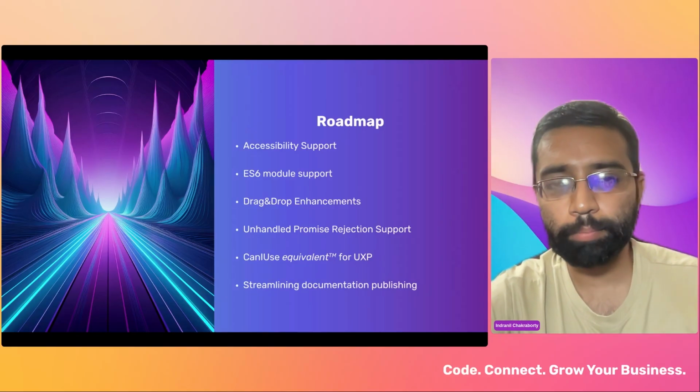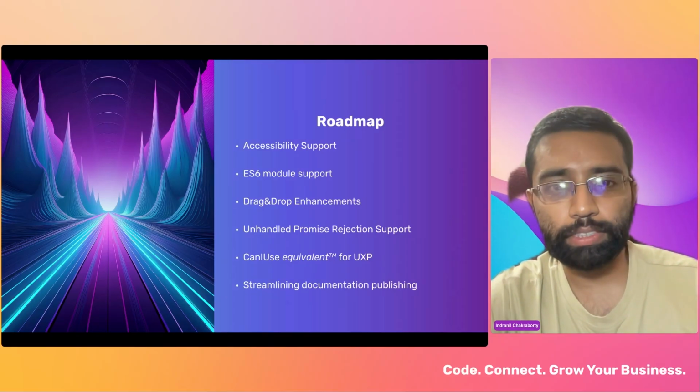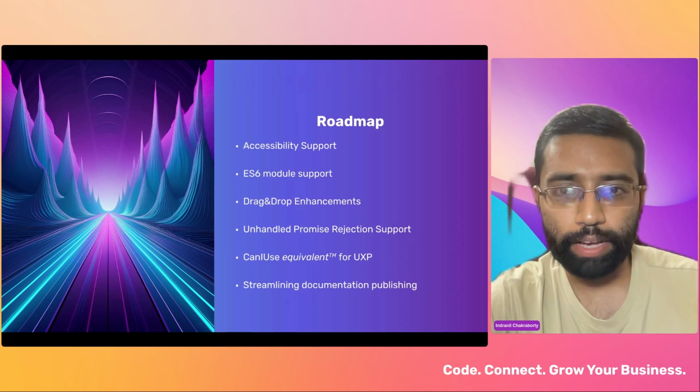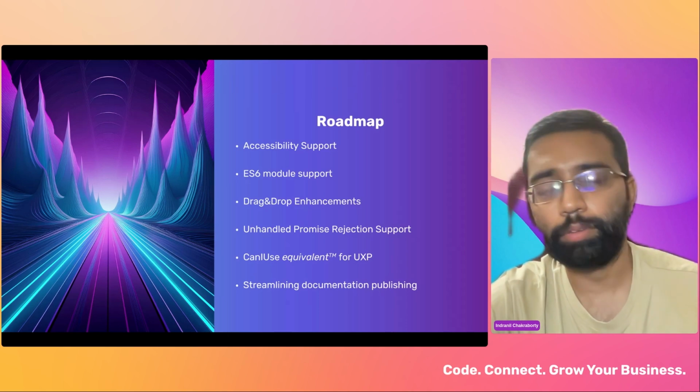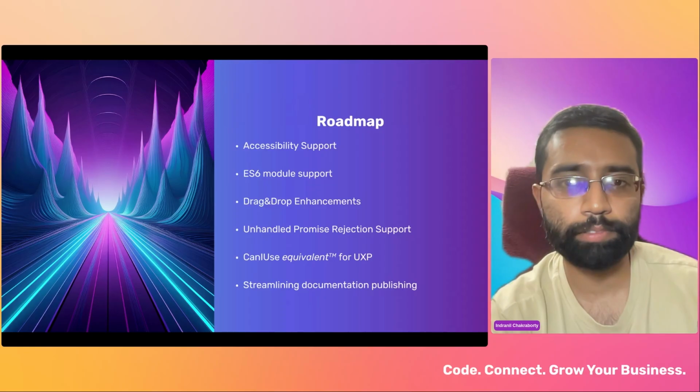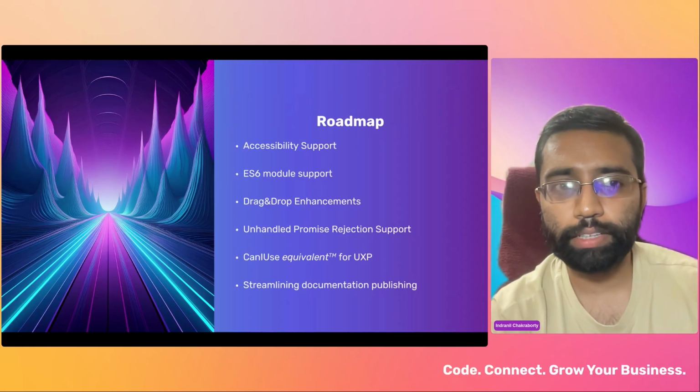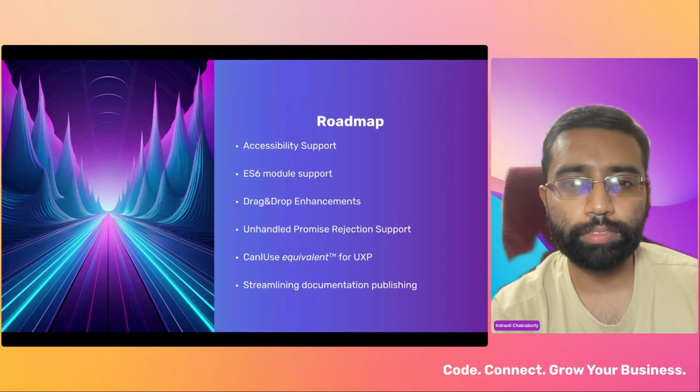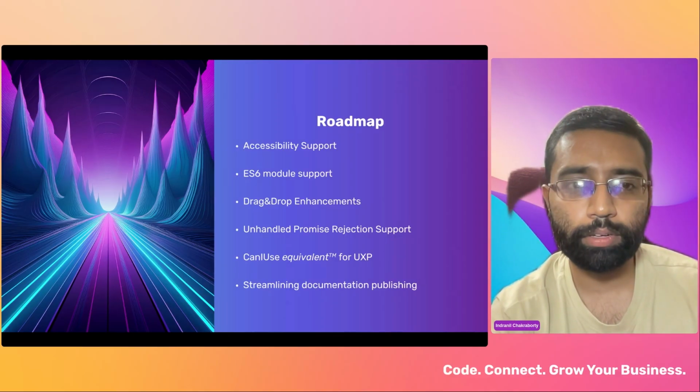What's on the roadmap? So the UXP team is actively working on adding support for accessibility. It's been a big ask from a business standpoint, and even a lot of 3P developers have asked us for accessibility support. So that's something that should be there by the end of this year in most of the host applications. We are also working on ES6 module support.